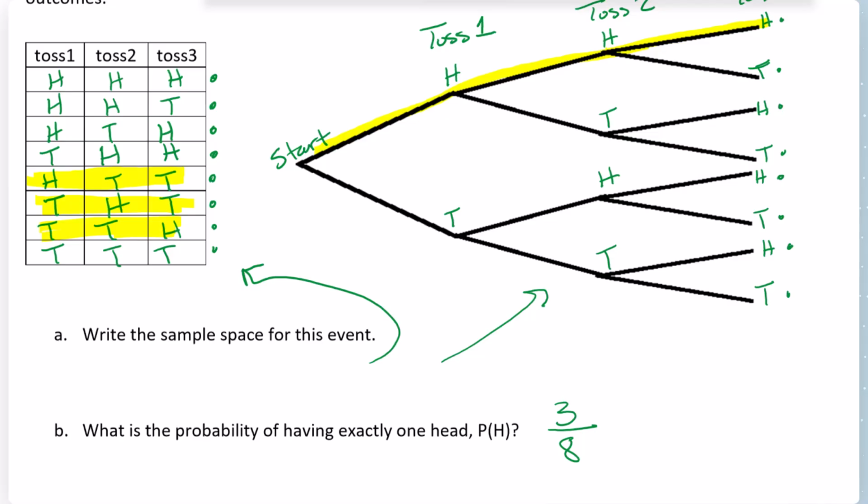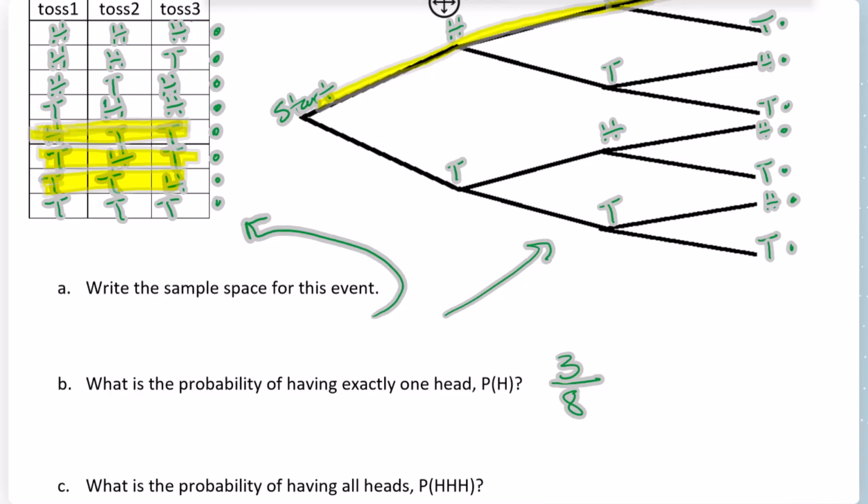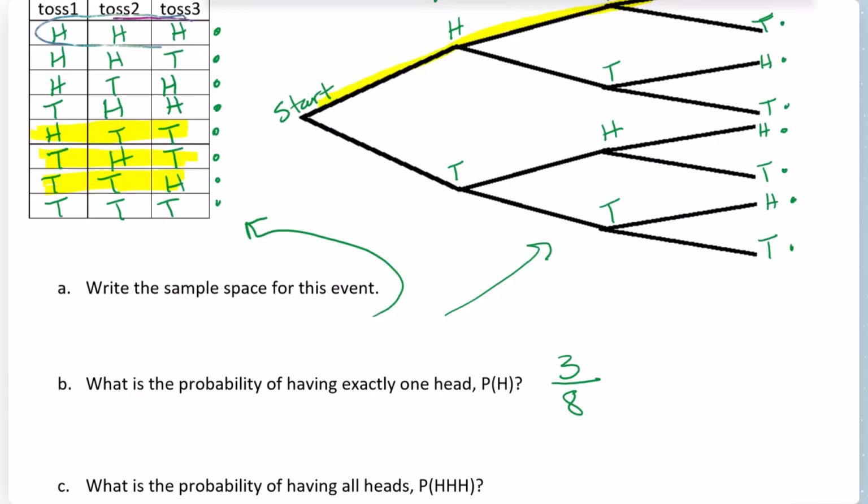Now it makes sense because we're only dealing with 2 options, head or tails, that if we have one head, it implies that there have to be 2 tails. All right, and then what is the probability of having all heads? To do all heads, that would be our first toss right up here at the beginning, and that would be 1 out of 8. So 1/8 would be all heads. So a little bit there on some examples working with a coin toss as we go through this video.